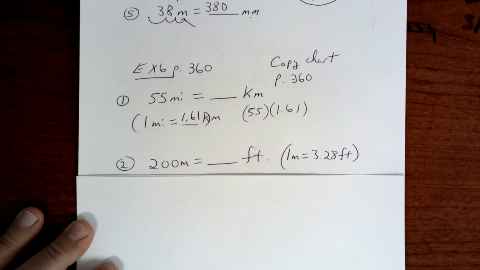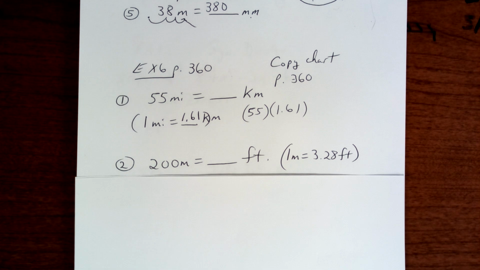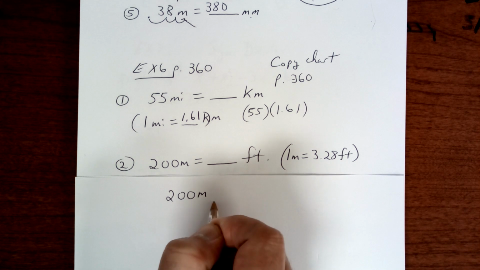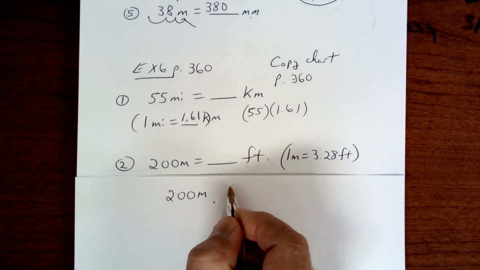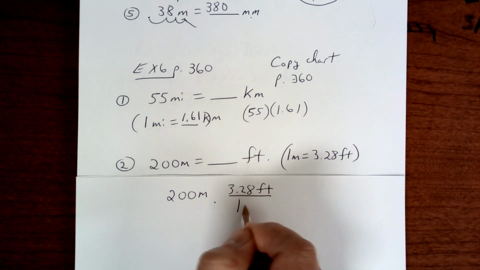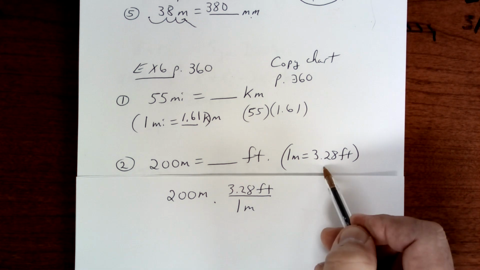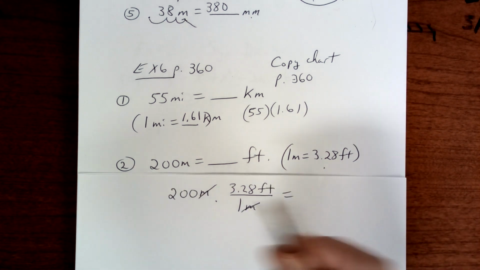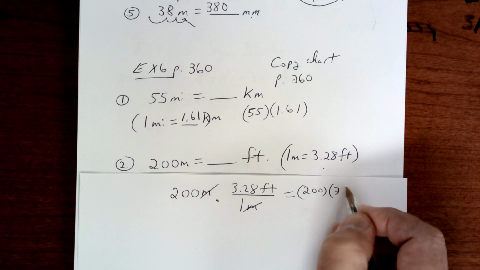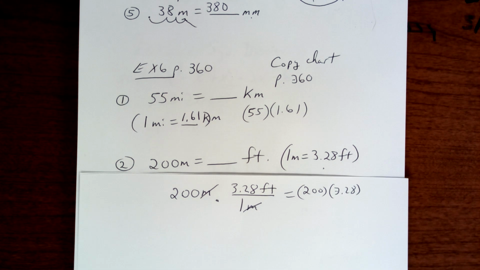All right, copy this next one down. 200 meters equals how many feet? Well, if you think about it, what we have here is 200 meters, and then we're going to have so many feet for every 1 meter. And that's the conversion, you see? So we want the meters to cancel out. So basically, you're just going to multiply 200 times 3.28. Okay? So you want that unit to cancel out.